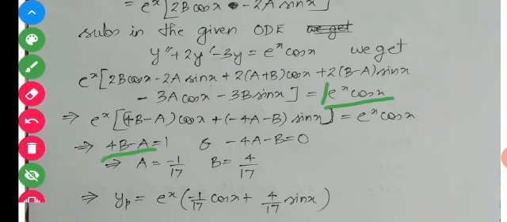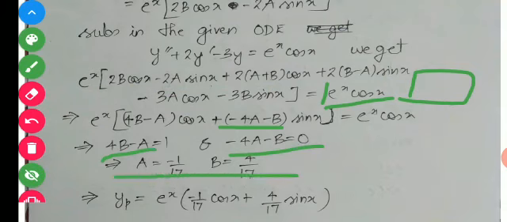Now similarly, you take all terms involving sin x together. The coefficient of e raised to x into sin x: there is no such term on the right side, so it is 0. So you equate that coefficient of sin x with 0. Now solving these two equations simultaneously, you will get a as minus 1 by 17 and b as 4 by 17.